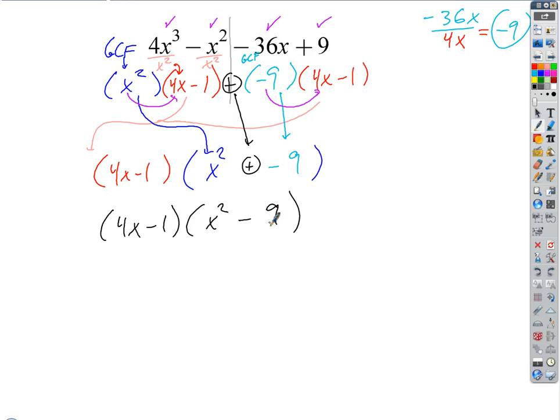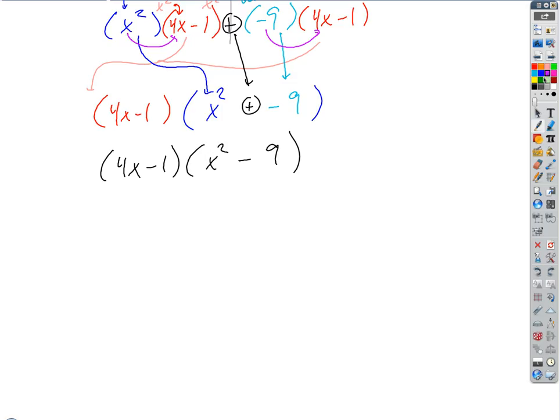So could we write this then? We just want to be able to write this as something squared minus something else squared. Well, what is 9? 3. Yeah, it's 3 squared, right? So x is like my a and 3 is like my b, and I'm just going to split that apart by using that pattern.